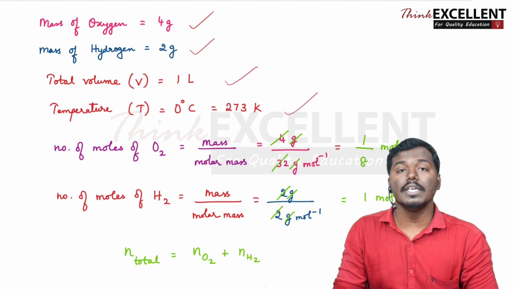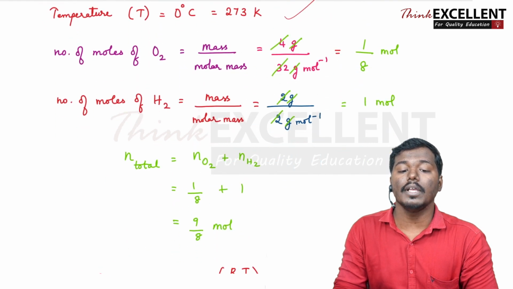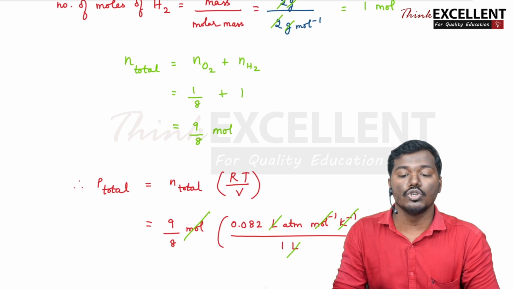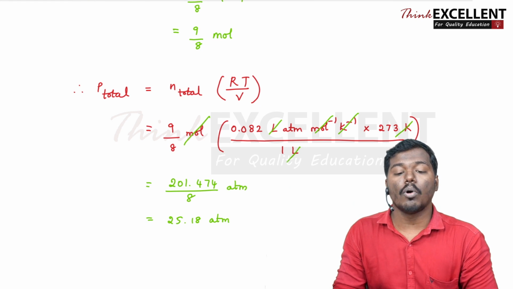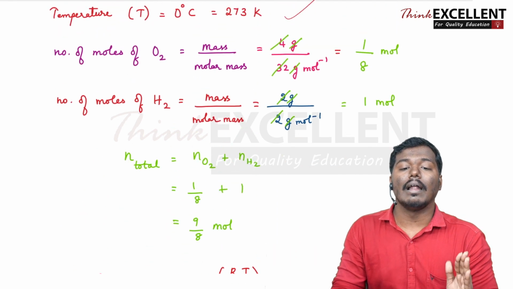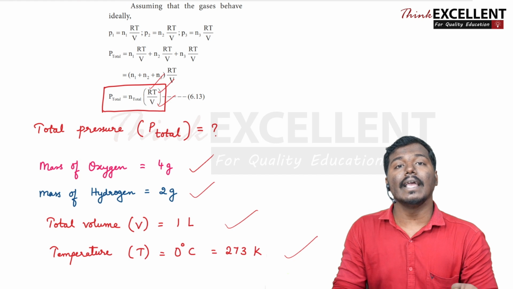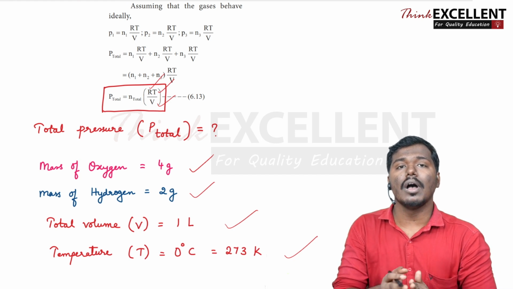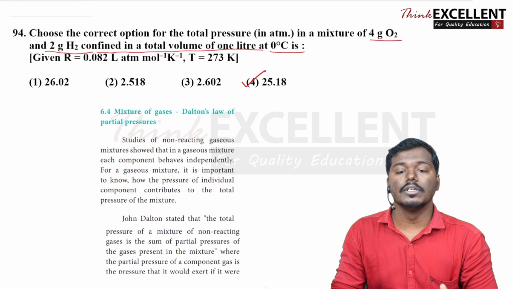So now when you see that the total number of moles, that is 1 by 8 plus 1, it is 9 by 8. So இந்த value கொண்டு போய் substitute பண்ணோம்னா you will get the total pressure, that is 25.18 atmosphere. So ஒரு சிம்பிளான question, நம்மளுக்கு புக்ல டைரக்டா அந்த ஈக்குவேஷன் கொடுத்திருக்காங்க. Total pressure is equal to N total, the total number of moles, into RT by V. So when you use this equation, you can simply solve this question, right?